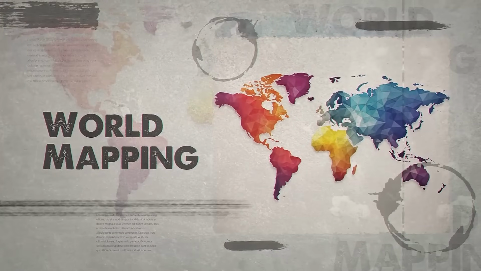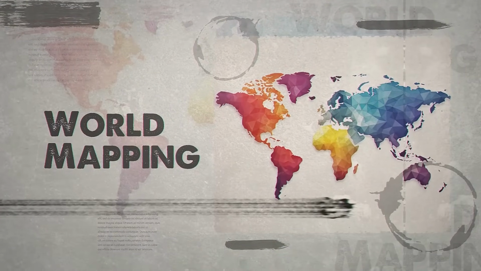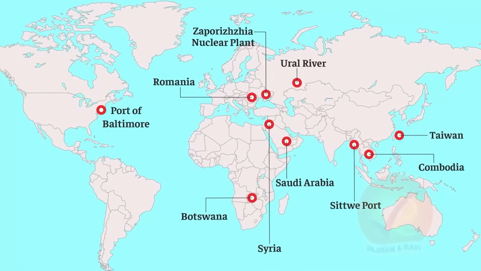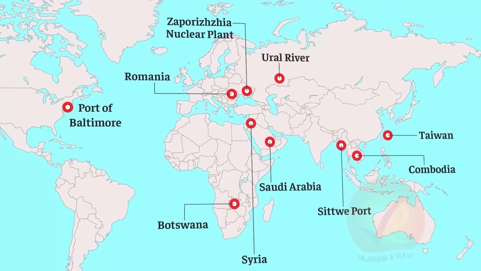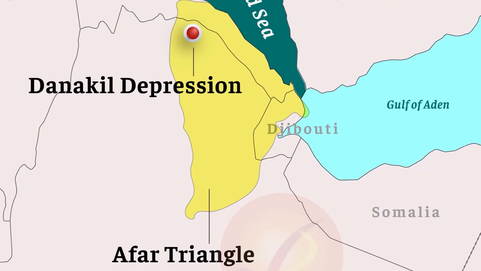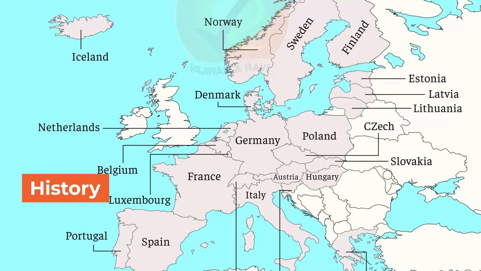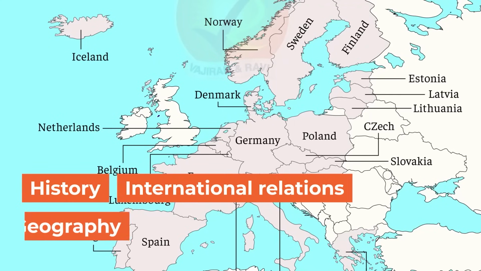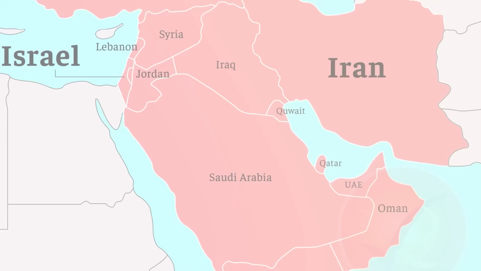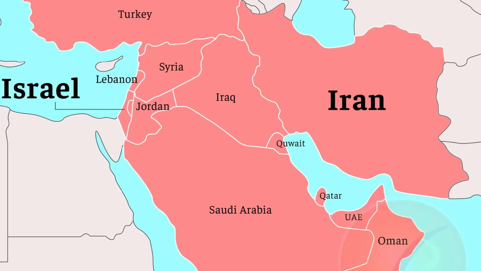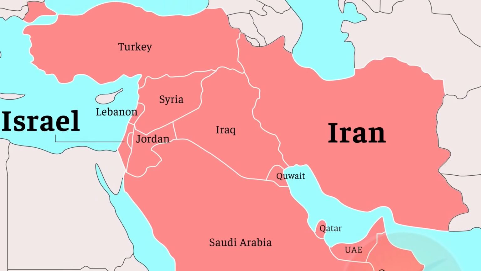Here we will be discussing world mapping. In this discussion, we will take the world geographical locations which have occurred in the current events for any specific reason, let it be history or international relations or geography or environment. We will discuss the geographical point of view for that particular location.